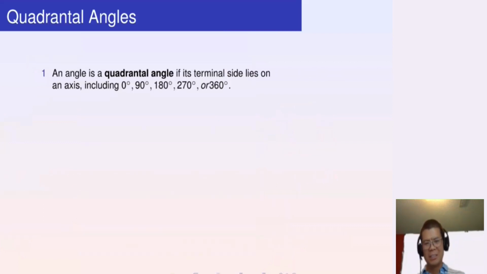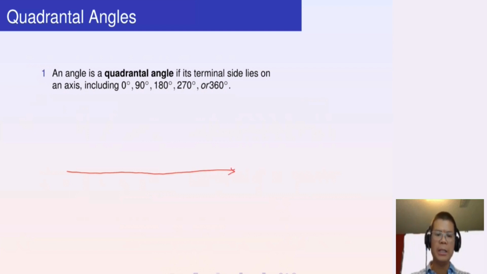Now let's draw some very special angles. An angle is quadrantal if its terminal side lies on an axis, including these ones. These are some special types of angles. Here's my x-axis, here's the y-axis. Here is this one. So 1, 2, 3, -2, -1, 2, 3.